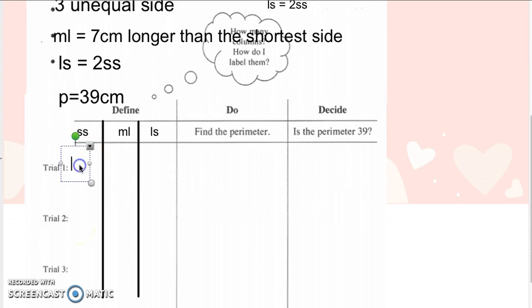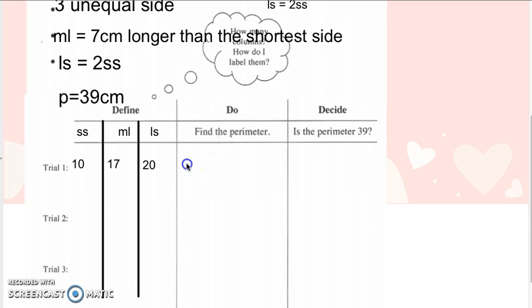So for trial 1, all you're going to do is start by guessing. I like to start with numbers that are easy to use, so I'm going to choose 10. If I choose 10 for my shortest side, my medium length side is 7 centimeters longer than that. So I would add 10 plus 7 to get 17 for the medium length side. And then the longest side is 2 times the shortest side, so 2 times 10 would be 20.